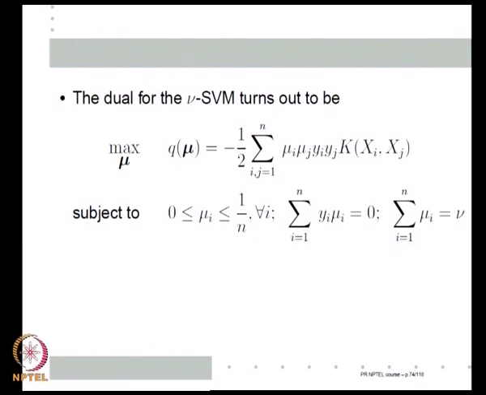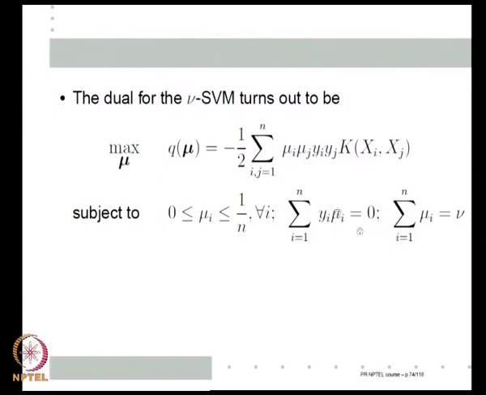This is the dual for us. All that happened was the quadratic term in the dual still stays mu i mu j y i y j k x i x j with a minus sign. The linear term summation mu i goes away, okay, does not matter. Now, I still have the old equality constraint summation i equal to 1 to n mu i y i equal to 0. Then I still have bound constraints, but there is no C now; what was there before is 1 by n. So, I get mu i between 0 and 1 by n, and I get this extra constraint summation i equal to 1 to n mu i equal to nu.